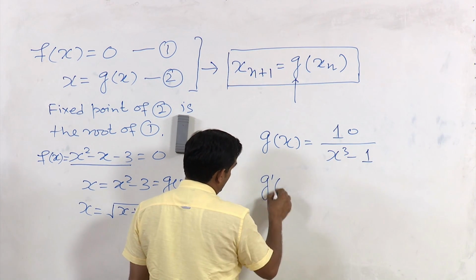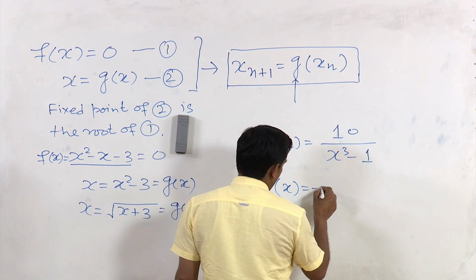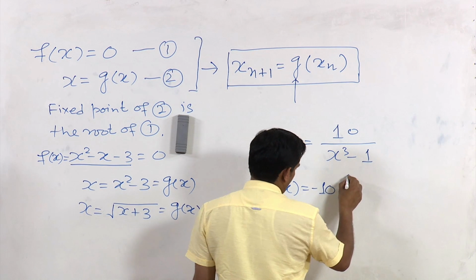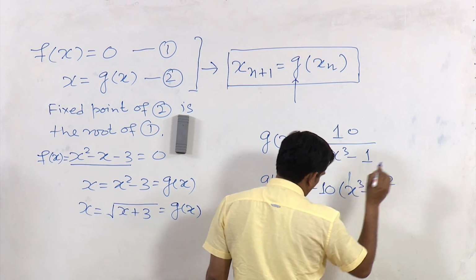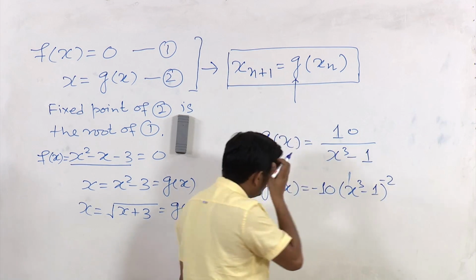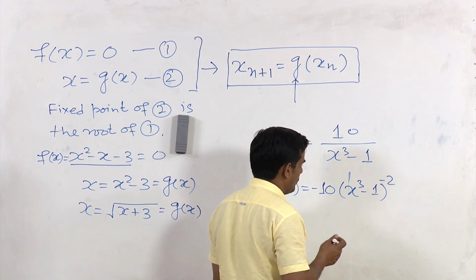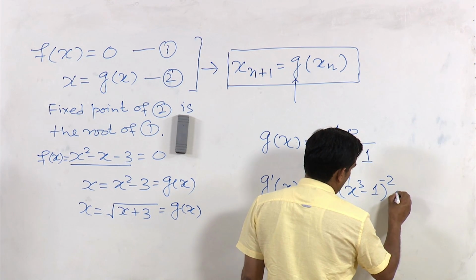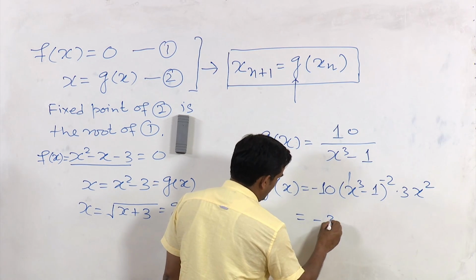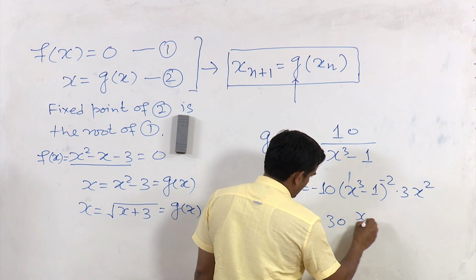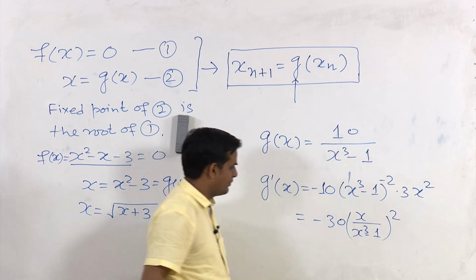If I find out g prime x, it will become minus 10 into x cube minus 1 raised to power minus 2 into 3 x square. So, basically I can write it as minus 30 x upon x cube minus 1 whole square.